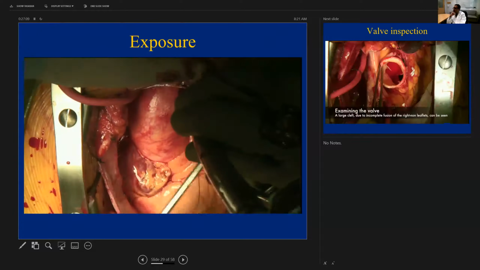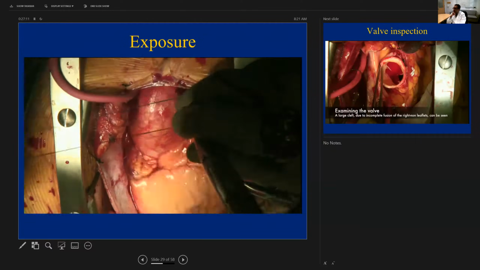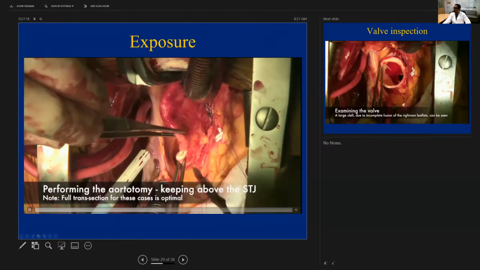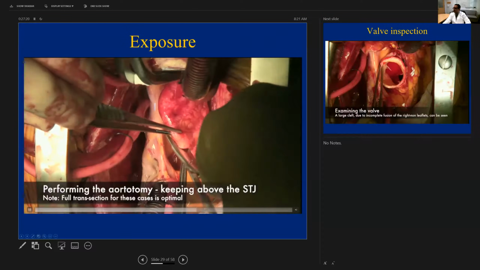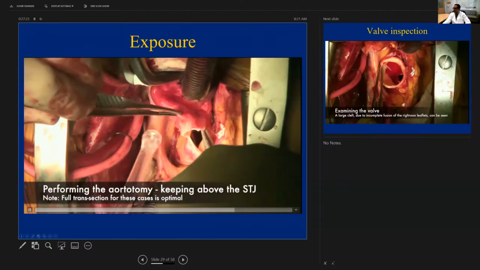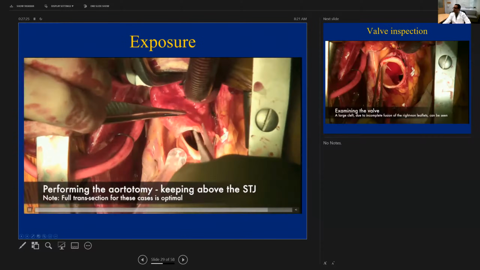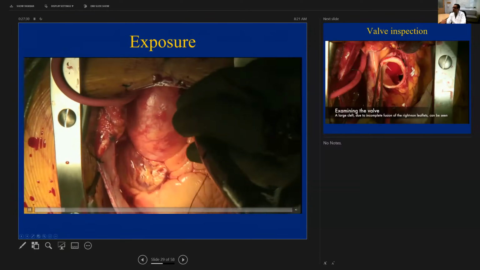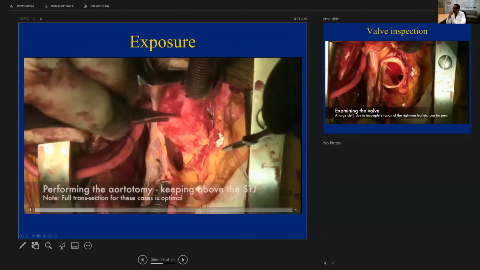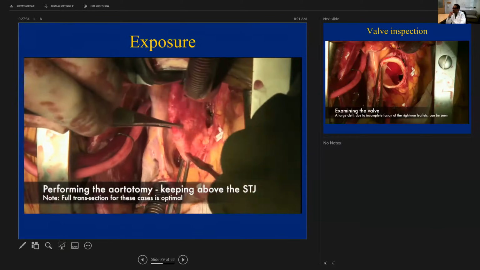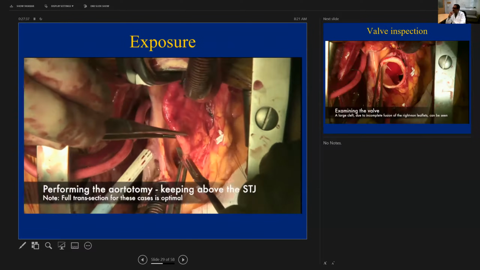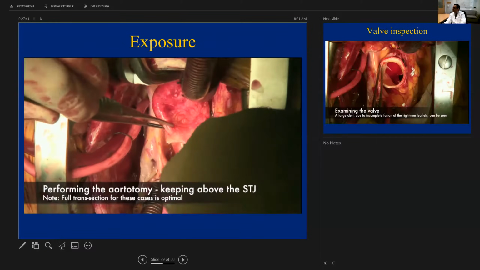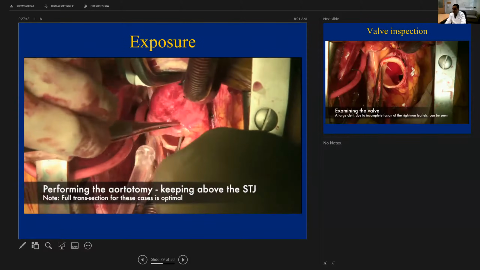So we do a classic exposure, a median sternotomy, just to orient everybody. That's the aorta up top, that's the aortic cross clamp, that's the aortic cannula. This is your left ventricular vent. The right atrium is right here. There's the head and there's the feet of the patient. The first thing for exposure, once we go on cardiopulmonary bypass and give cardioplegia, is to completely transect the root above the sinotubular junction to get a complete view of the aortic root.